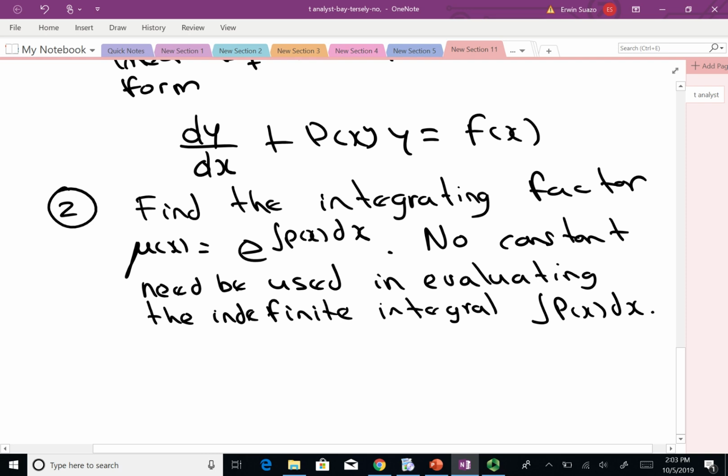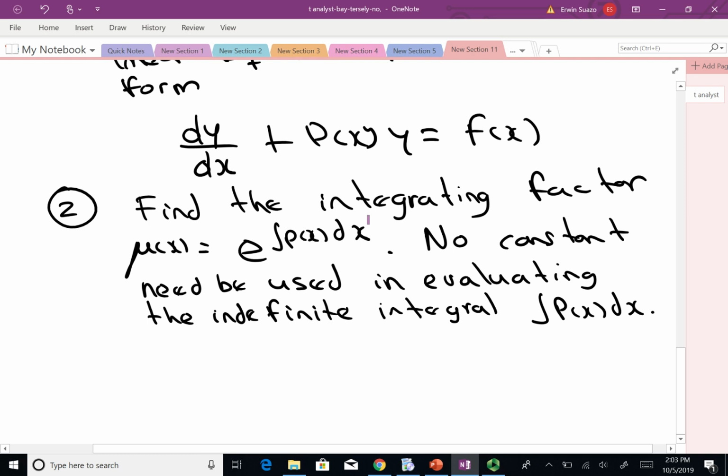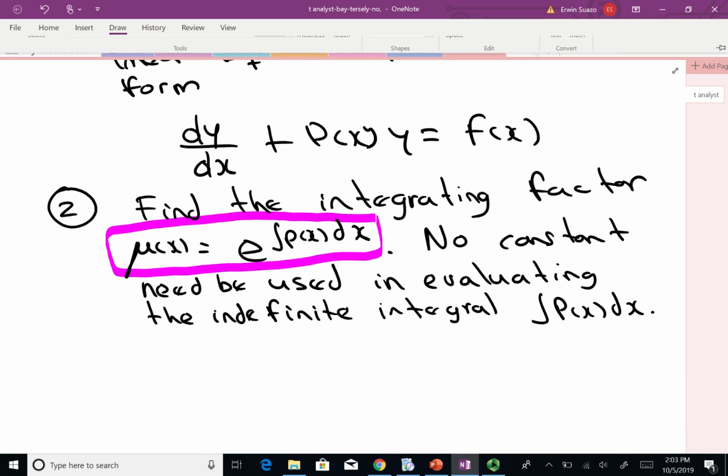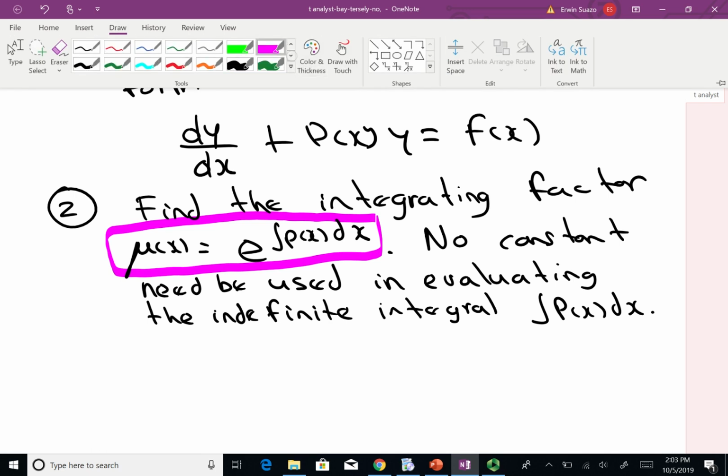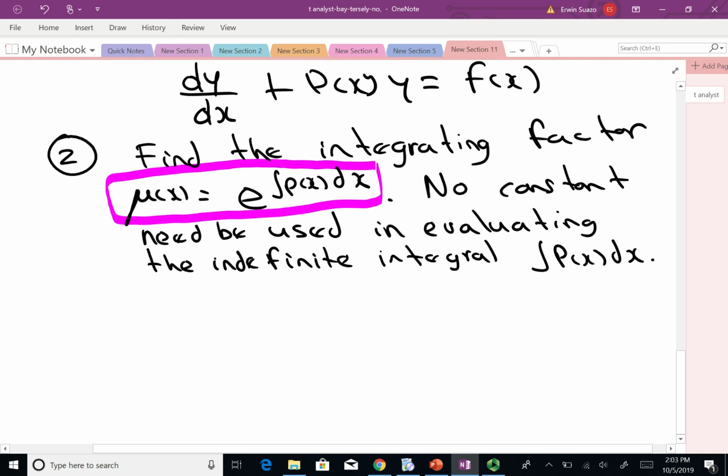So what is going to happen is that we are going to multiply both sides times this integrating factor. Let me put it in some color because it's important. So this is my integrating factor. Why? Well, don't worry, you will see it next week. For your homework, you can just start using it for now.